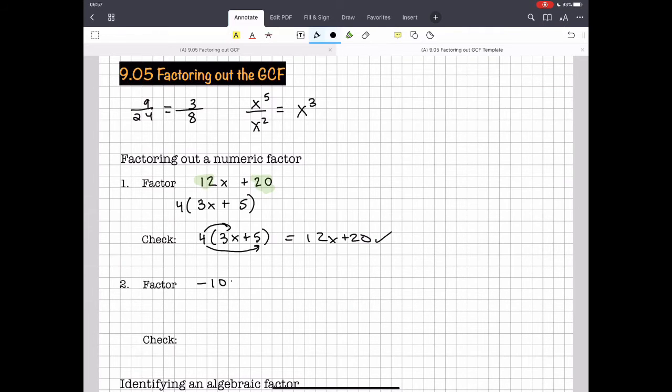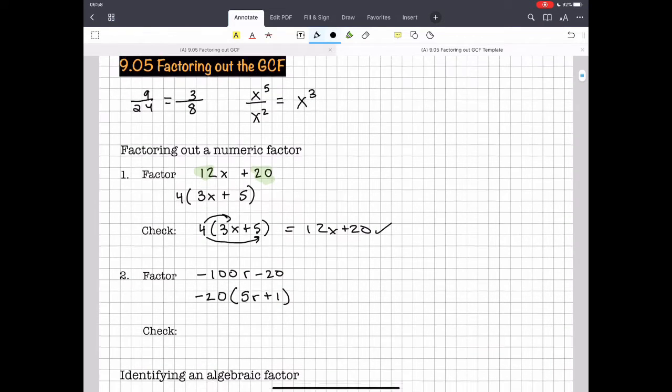We have negative 100r minus 20. We want to factor this out. So you might be thinking, well, they have 20 in common, okay, or 10 in common, or 5 in common. They have a lot of things in common, but we want the greatest common factor. In this case, we can actually factor out a negative 20 because both values are negative. So I'm going to factor out a negative 20, and that leaves me with 5r plus 1.